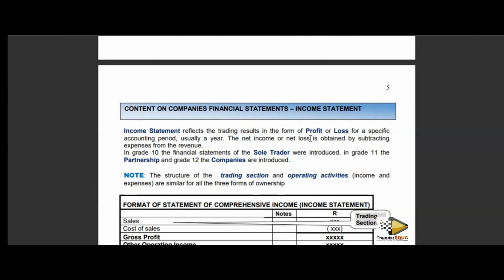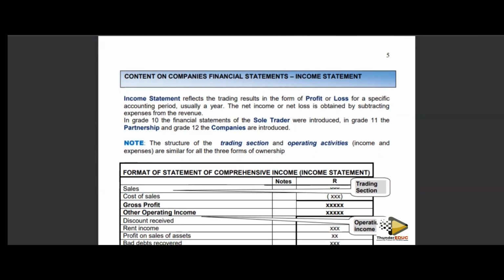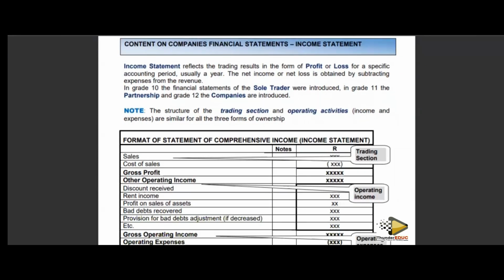Remember, the name changed nowadays. It's called the statement of profit or loss and other comprehensive income. Those days back, we used to call it an income statement. So when you go to the question paper and the examiner is asking for the statement of profit or loss and other comprehensive income, please, he's meaning the income statement. Now, remember, what is this statement for? We use it to determine whether the business made a profit or a loss.